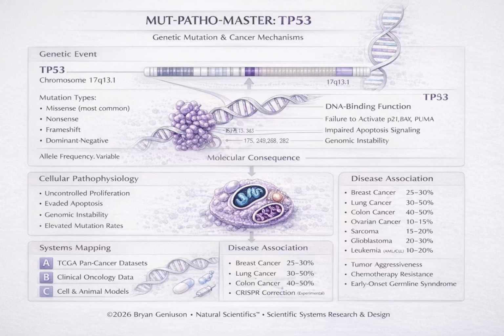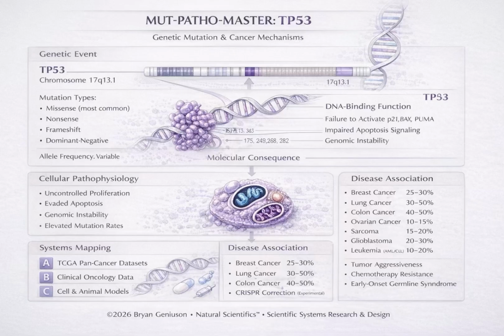TP53 encodes the protein p53, a transcription factor widely recognized as the guardian of the genome. Under normal physiological conditions, p53 is tightly regulated and rapidly degraded through interaction with MDM2. When cells experience stress, including DNA damage, oncogene activation, hypoxia, or telomere shortening, p53 stabilizes and activates transcriptional programs that regulate cell cycle arrest, DNA repair, apoptosis, senescence, metabolic control, and therapeutic signaling. Through these mechanisms, p53 maintains genomic integrity. Without functional p53, cellular stability progressively declines.